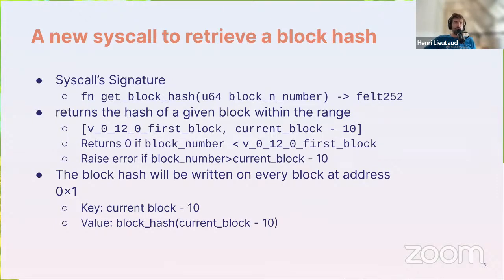I actually have one. When you say the block hash will be written on every block at address 0x1, what does that mean? Does this mean that it will be written in a smart contract whose address is 0x1? What is it? Well, it's not really a smart contract. There is no code under this address, but this is a special address related to the implementation of this specific Syscall, and under the storage of this address, we'll have a mapping between the key, which is the block number, and its hash.